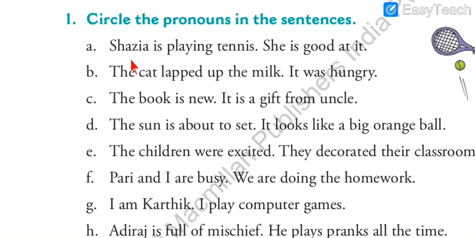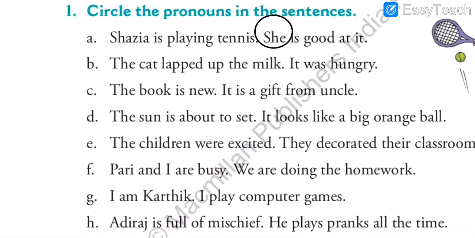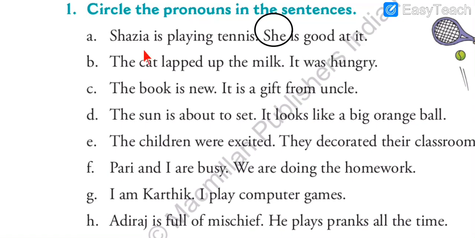Okay, first sentence is: Shazia is playing tennis. She is good at it. Now here Shazia is a particular name. It is a noun. So Shazia is playing tennis. In the second half, my dear students, she is good at it. So here she is used, correct? Instead of Shazia, the second time she is used. So she is a pronoun. Let me circle it for you. Clear enough? So let us move to the next sentence.